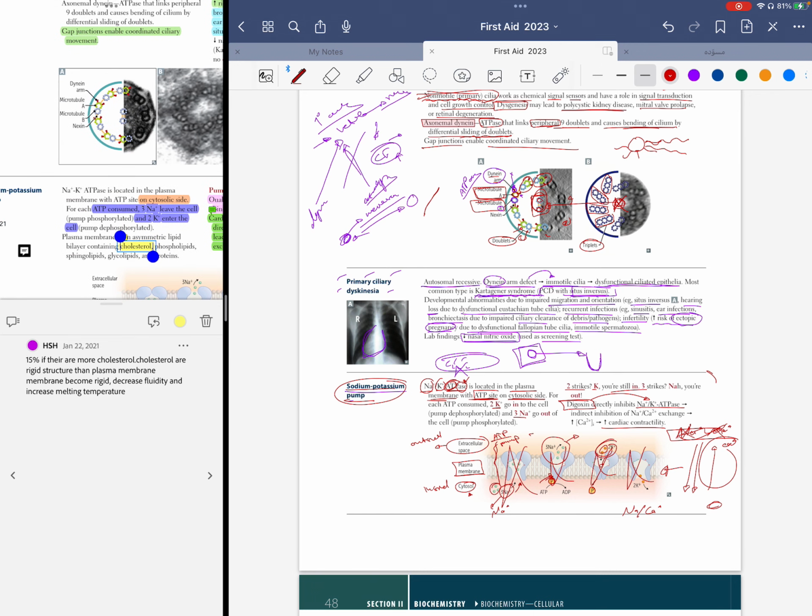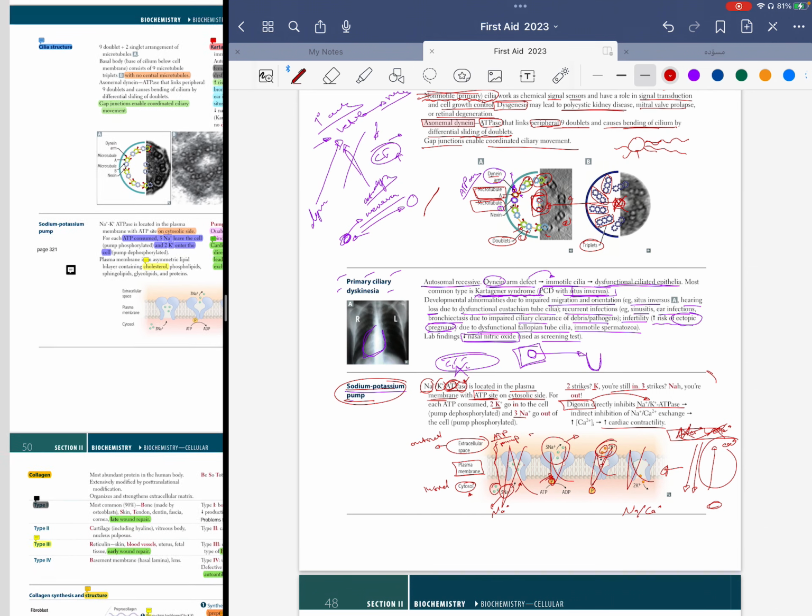Okay, so the bilayer contains cholesterol, phospholipids, sphingolipids, and glycolipids. Okay, so 15% of it is cholesterol. Cholesterol is a more rigid structure than the plasma membrane. The membrane becomes rigid, with decreased fluidity and increased melting temperature. So if we have more cholesterol within the plasma membrane, that would increase the melting temperature because the cholesterol is more rigid than the actual plasma membrane.